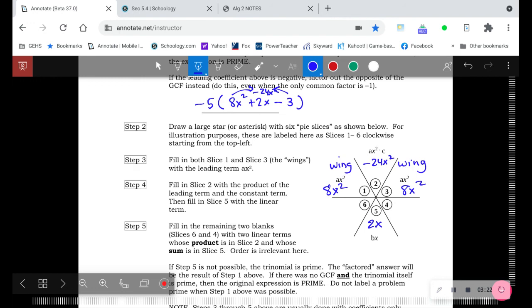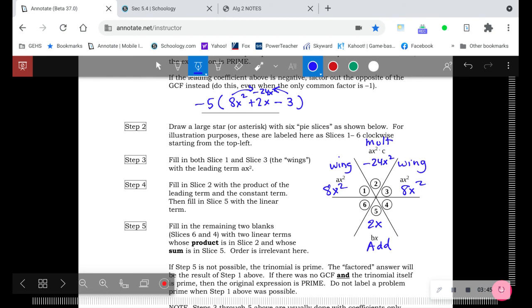Okay, now our goal is to come up with two expressions, one over here and one over here, that multiply to give the top value, and the same two have to add to give the bottom value. And that's how we finish this star. And then there'll be a couple simple steps to complete our answer.